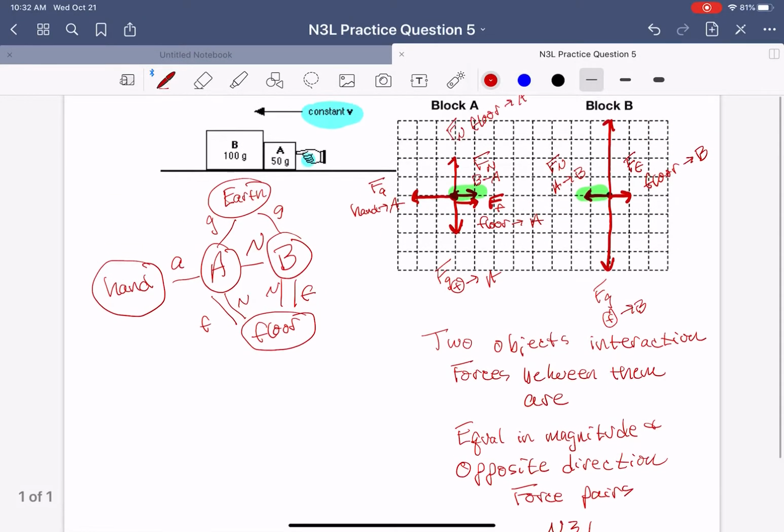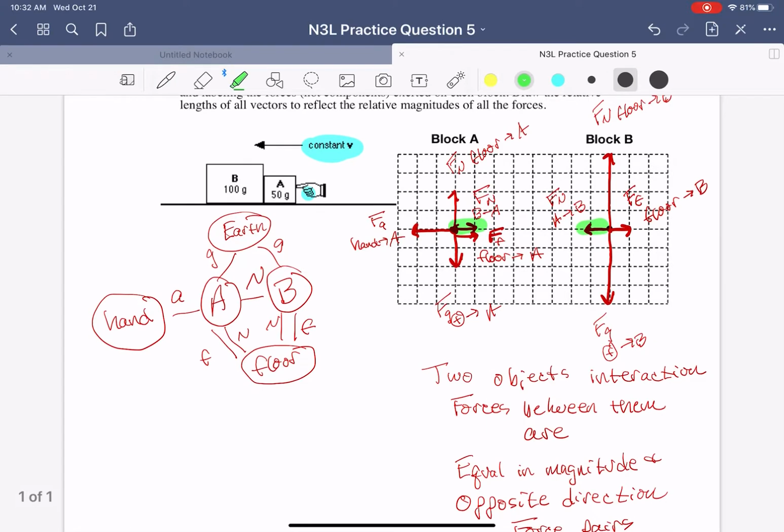The cool thing is we can also see this force pair on your interaction diagram. See this right here, this interaction between A and B? That's the normal force of A on B and the normal force of B on A, which are equal in magnitude and opposite in direction.